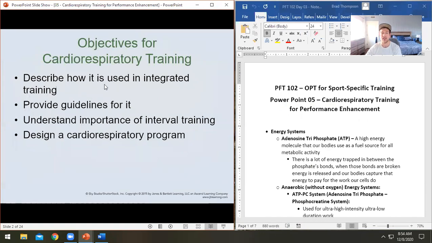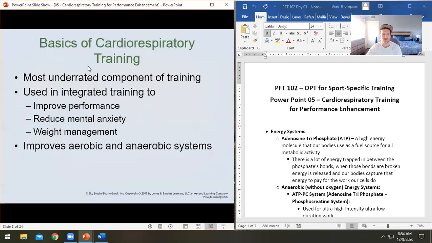We want to describe how to use it in integrated training, like how to write this program effectively, provide guidelines for how to actually put it on paper, and understand the importance of interval training, which is always really exciting to talk about. And then also design an actual cardiorespiratory training program.